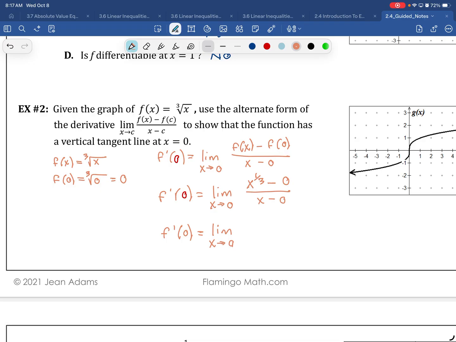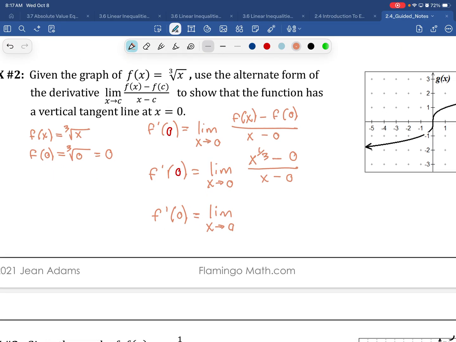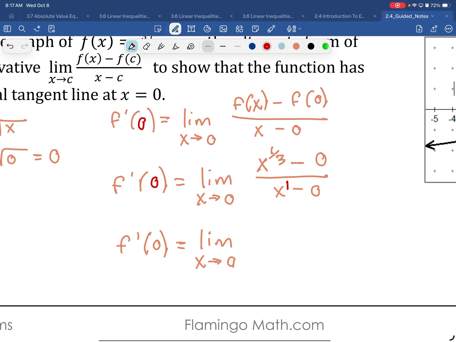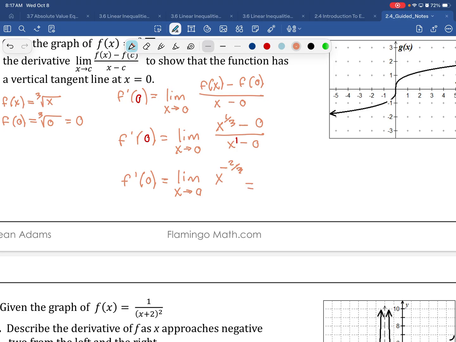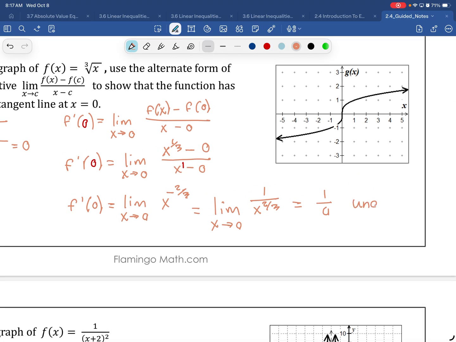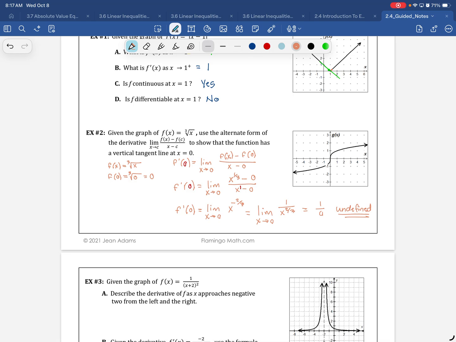What's wrong? Claire sneezed. Oh, bless you. Right? What's wrong? I messed up.